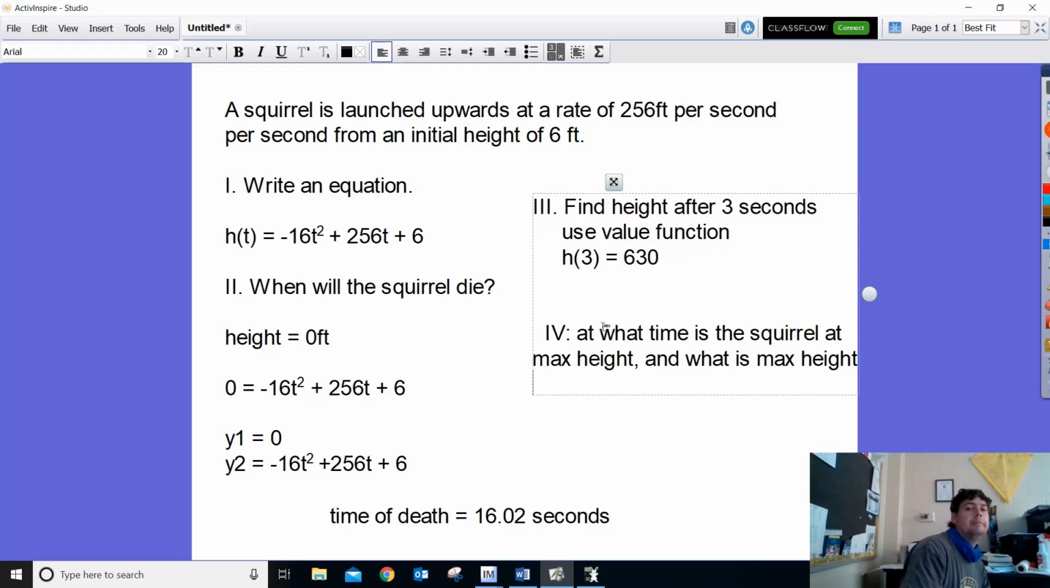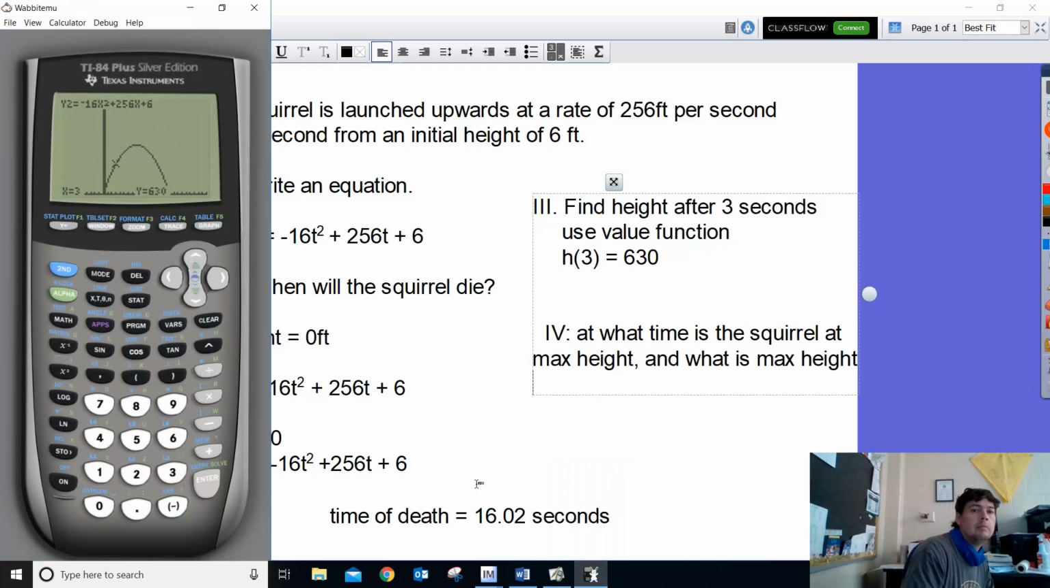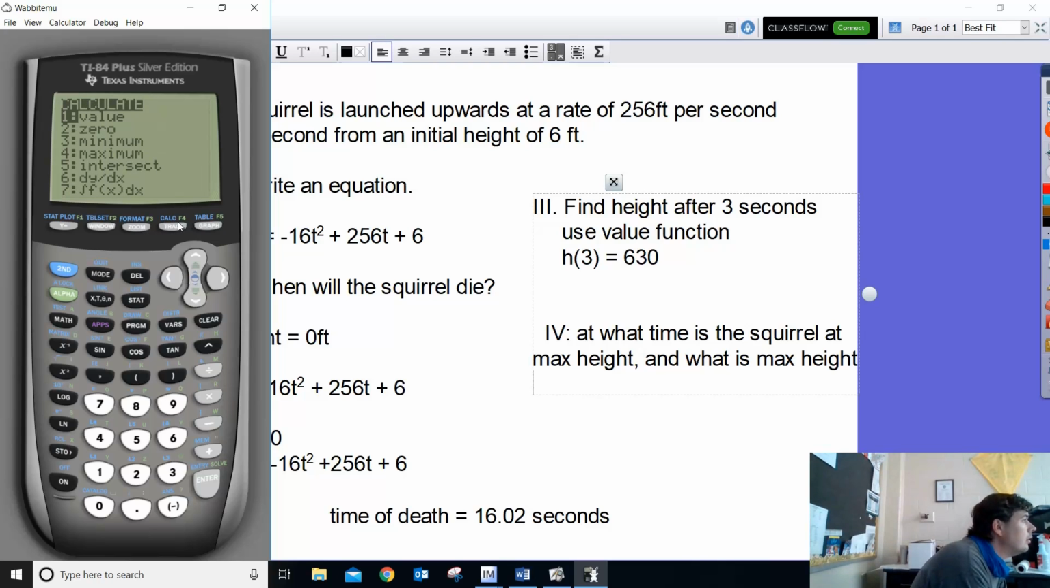How'd you do it in your calculator? Trace don't work. Trace is a guess. If you go look under second calc, what was the function you saw? Maximum. It's right there. You want to know a max height or something, you want to know a max, you use maximum. We use the maximum function.